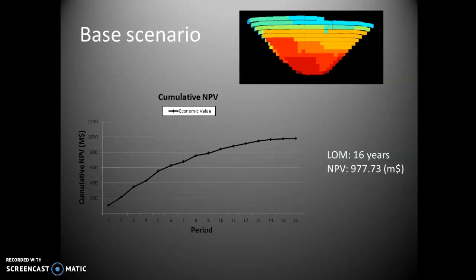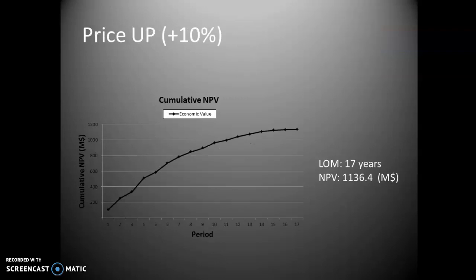Here we can see the chart of cumulative NPV with a life of mine of 16 years and a total NPV of $970 million. Assuming that gold and copper prices will rise 10% in the future, the cumulative NPV will be $1,136 million, 16% higher than the base scenario, and the life of mine is 17 years.